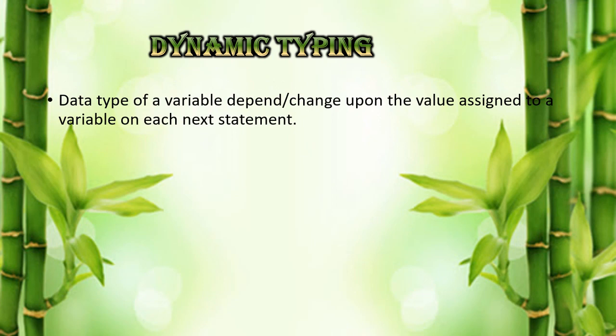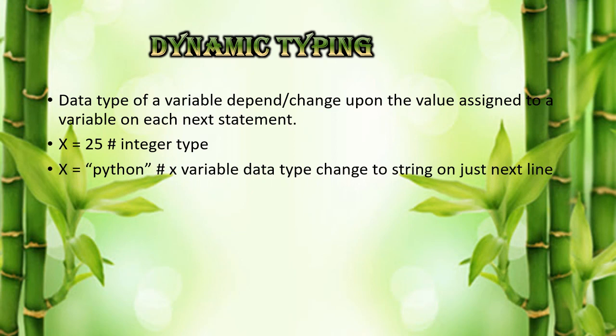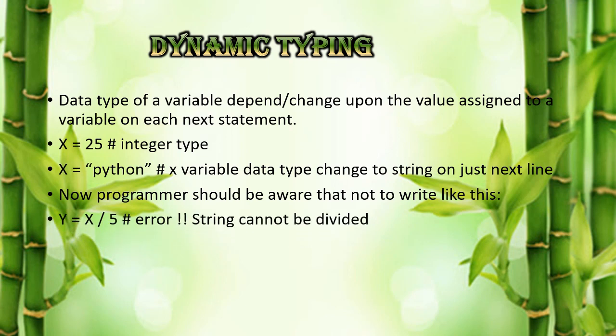And dynamic binding means that based on the type of the value you give, the variable is bound along with that data type. See, x is equal to 25 is given, so it is treated as an integer. And in the next statement, if you give s is equal to Python, it will consider it a string. So according to the value, the variable type automatically changes. That is dynamic typing binding. But if you give y equal to x divided by 5, it will show an error because of the different types: we can't divide a string by an integer.